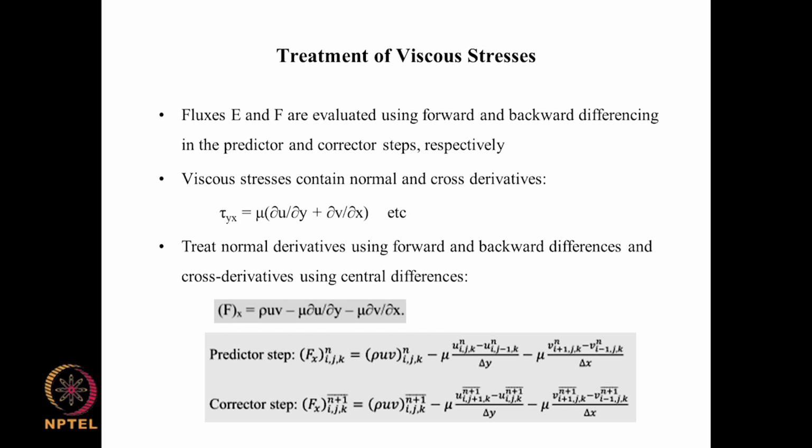Here the fluxes E and F are evaluated in the MacCormack method using forward and backward differencing in the predictor and the corrector steps respectively. Now, viscous stresses are somewhat strange here because they contain both normal derivatives and cross derivatives. So, what do we mean by normal derivative and cross derivative? If you take tau xy, this is mu times dou u by dou y plus dou v by dou x.